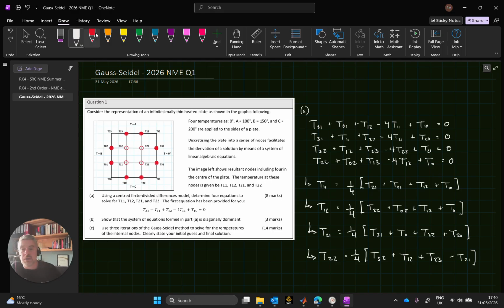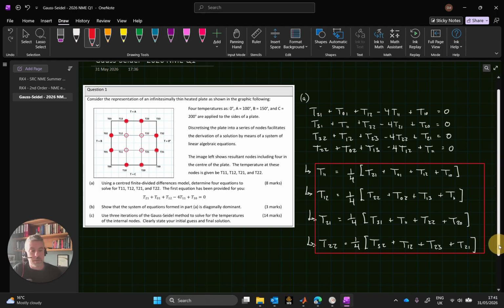That's it. So they are the four equations solved for T11, T12, T21, T22 as per part A. It's okay. Alright, so that's part A.